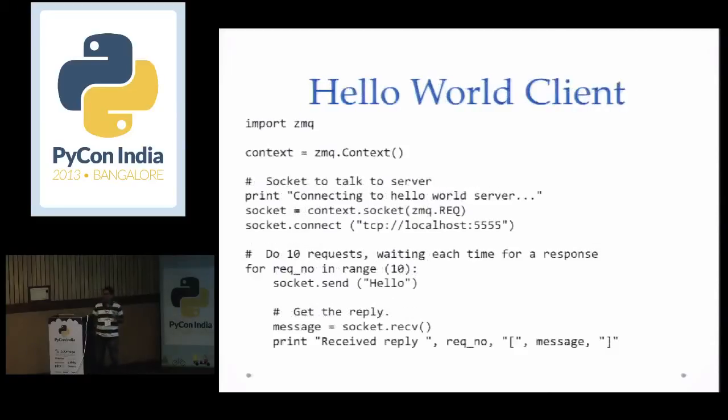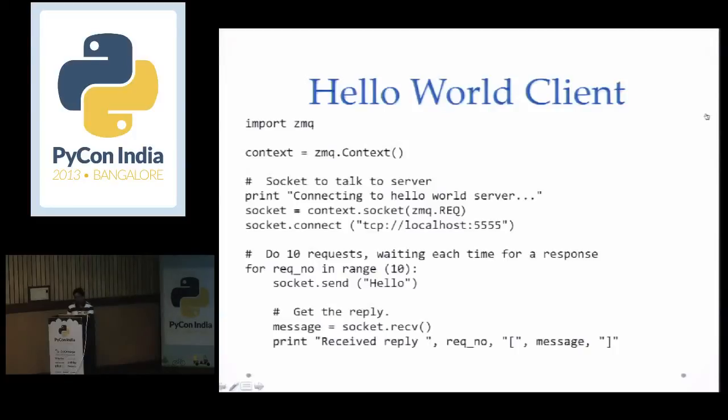The client is also very simple. You create a context object and you create a socket. The socket type in this case will be a REQ, that is a request socket, and you connect the socket to localhost at port 5555. Once this connection is established, I loop through 10 times and send hello each time, and I print the response back. I use socket.receive for getting back the response from the server.